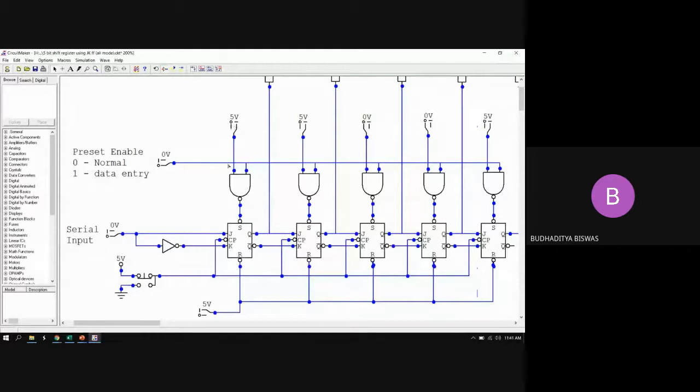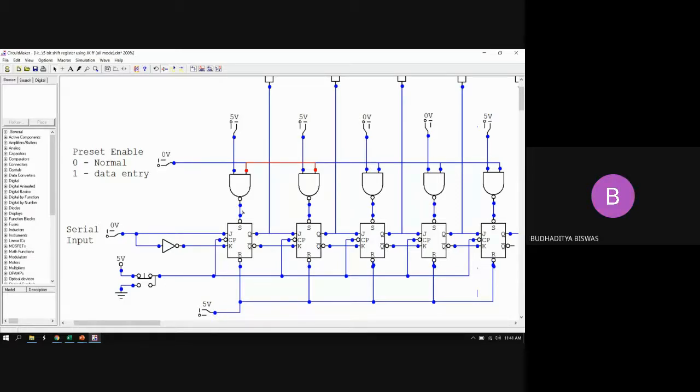Okay, now see how this thing actually works. Here it is written that 0 is the normal mode and 1 is the data entry mode. Now, if we give a 0 here, then what happens? One of the inputs of the NAND gate is getting 0, every NAND gate getting 0 as one of the inputs. So that means according to the property of the gate, the output is always high. Whatever be the other input, the output is always high if one of the inputs is getting a 0. Got my point? Yes, sir. Okay.